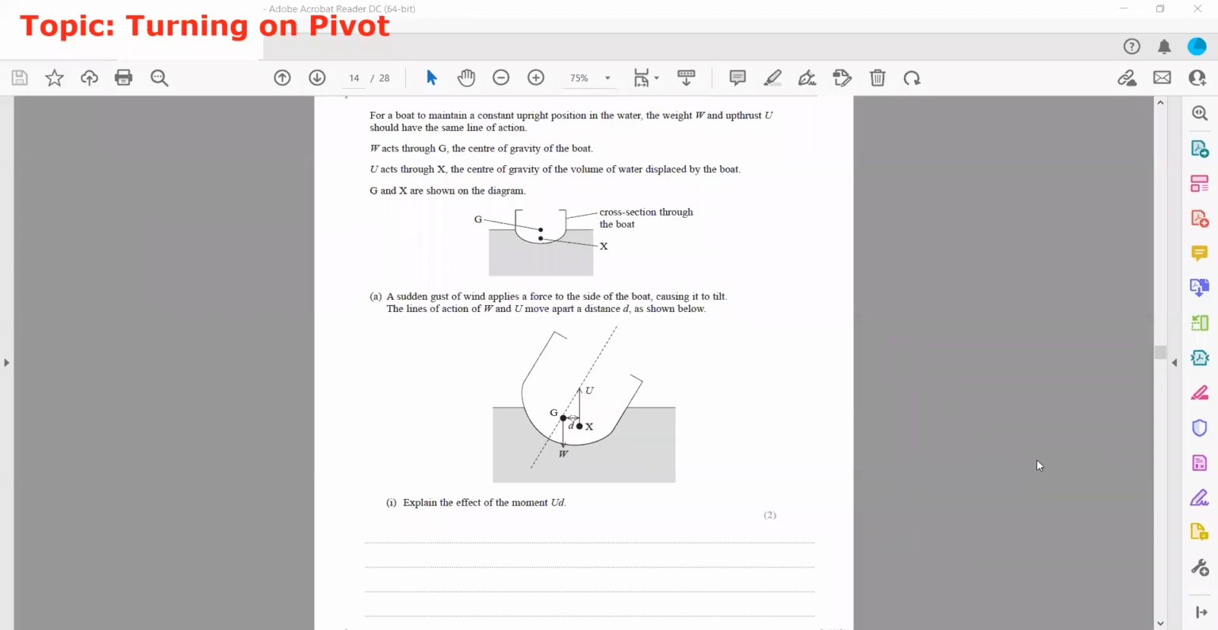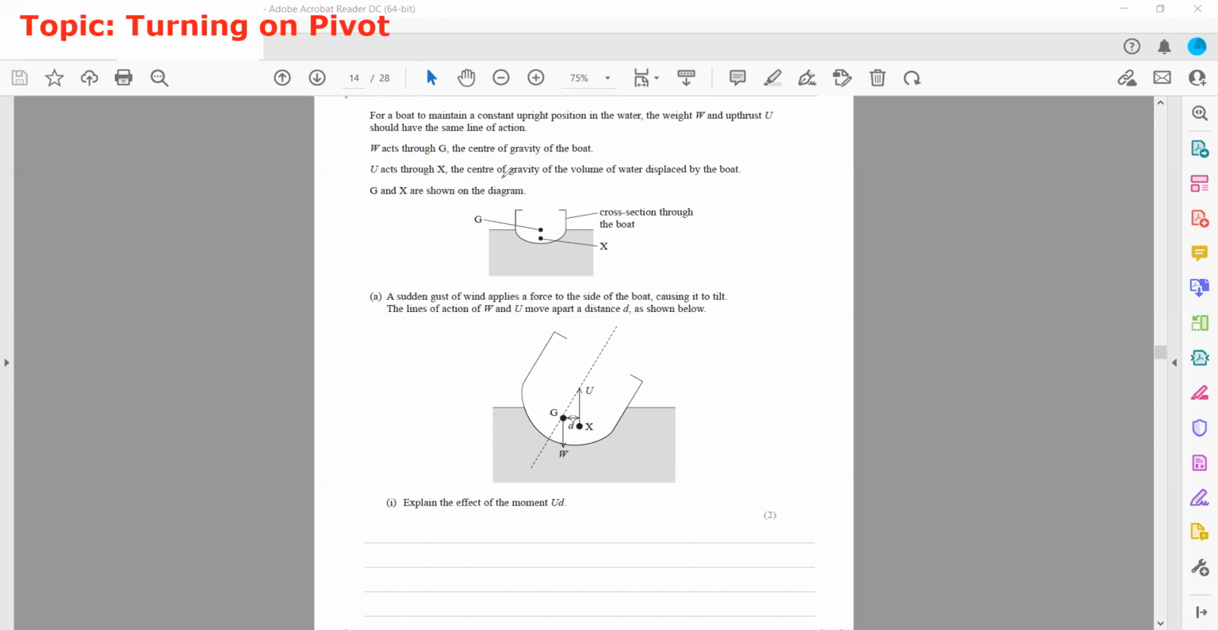This question is related to moment or turning on the pivot. For a boat to maintain a constant upright position in water, the weight, which is acting downward, and the upthrust should be the same or balanced. The weight acts through point G, that is the center of mass of the boat, and U, the upthrust force, is acting through X, the center of gravity of the volume of water displaced by the boat.